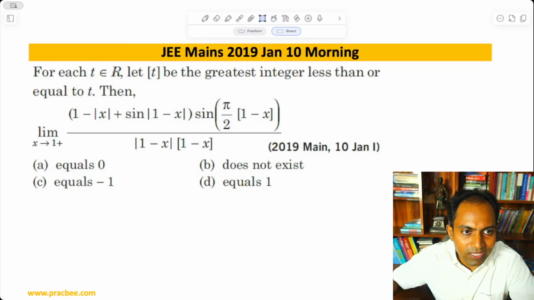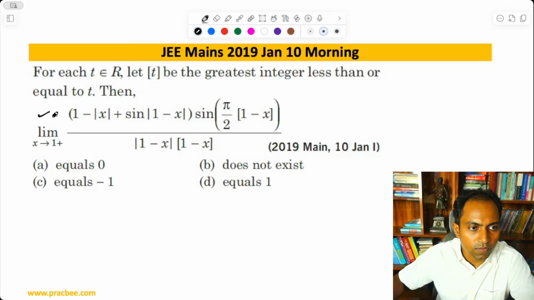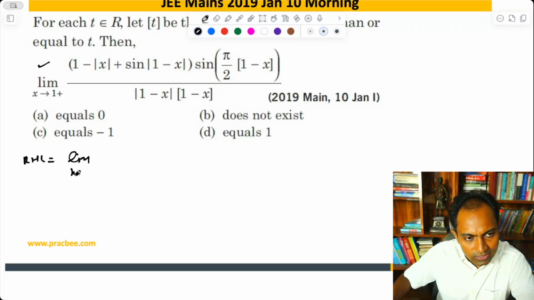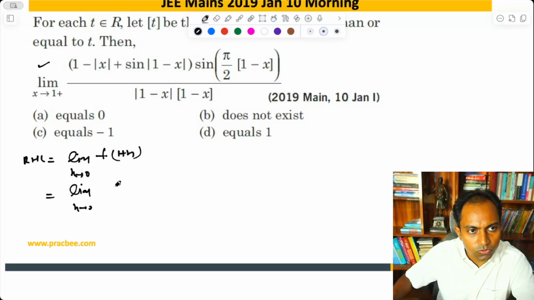If I look into this 2019 question, it is asking us to figure out the value of the right hand limit. That is very clear in this question. So if I figure out the right hand limit, it will become limit h tends to 0, f of 1 plus h. If I put this value, this becomes limit h tends to 0, 1 minus mod of 1 plus h. Then what we have is sine of 1 minus 1 plus h. So that will become 1 minus 1 minus h, that is minus h. Then there is a mod over it. Then there is a bracket.